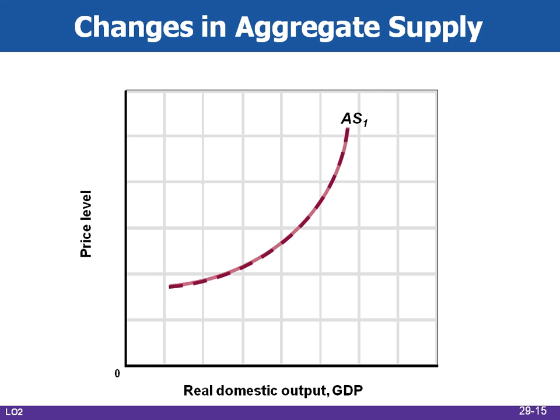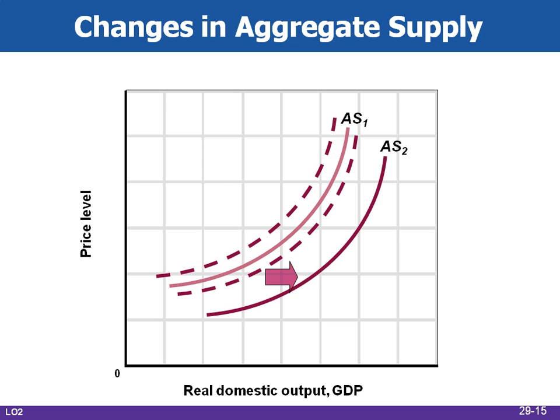This figure illustrates changes in aggregate supply. A change in one or more of the aggregate supply determinants listed on the next slide will shift the aggregate supply curve. The rightward shift of the aggregate supply curve from AS1 to AS2 represents an increase in aggregate supply. The leftward shift of the curve from AS1 to AS3 shows a decrease in aggregate supply.